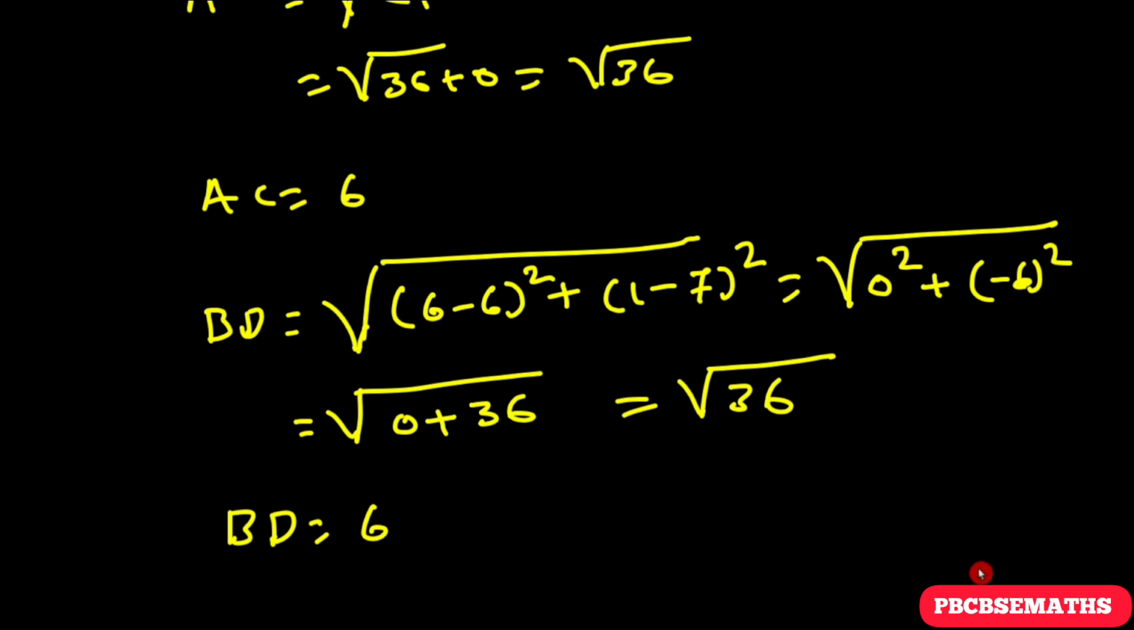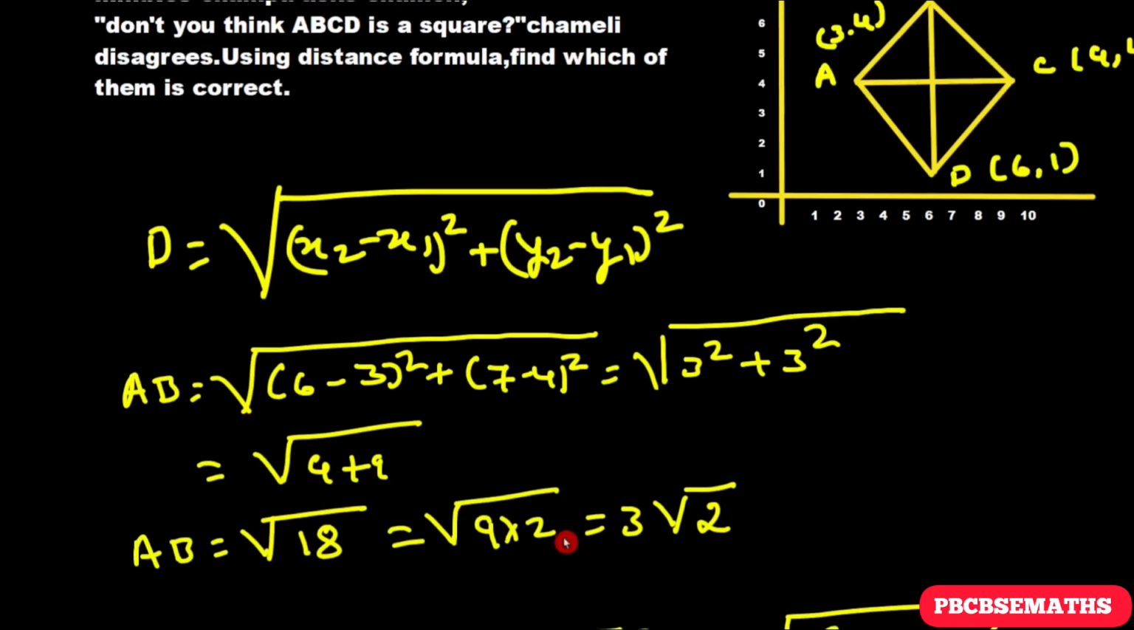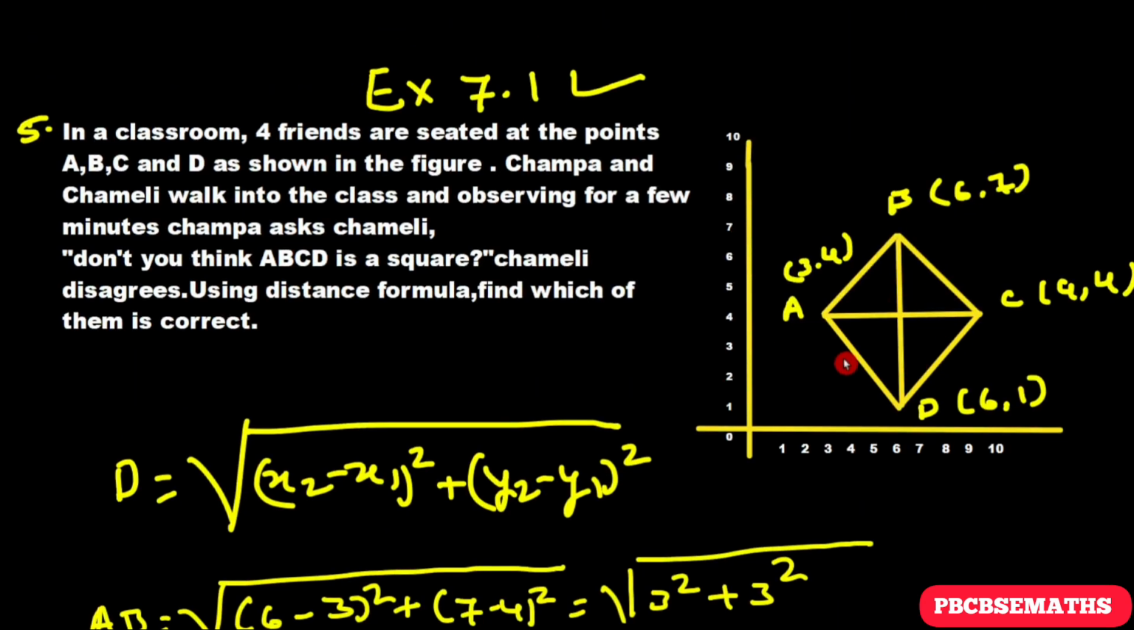So by this solution we saw that the diagonals are equal and all sides are equal. So we can say that this figure ABCD is a square.